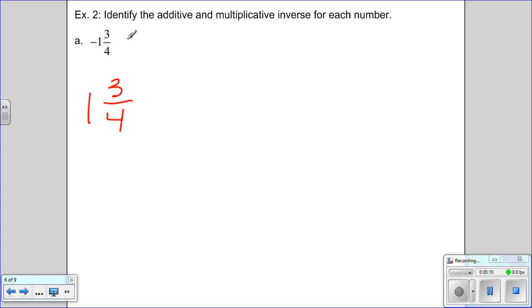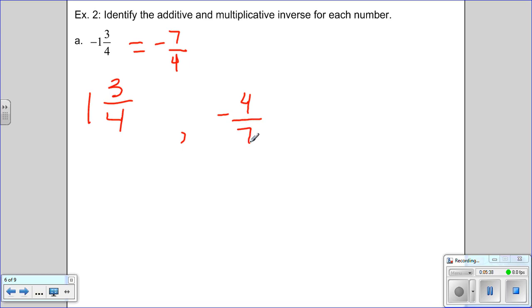So to do that, you're going to take 4 times 1, that's 4. Add 3 to that, you get 7. So -1 3/4 is the same as -7/4. We're converting from a mixed number into an improper fraction. And now to find the multiplicative inverse, you just take the reciprocal, so flip it over, and we get -4/7.